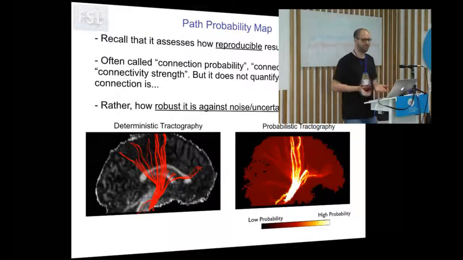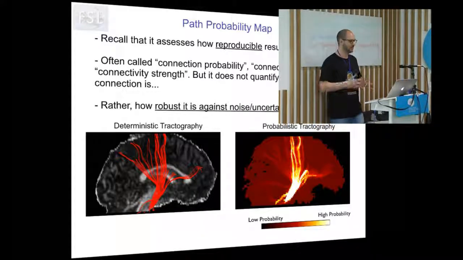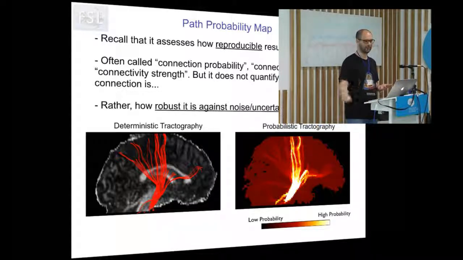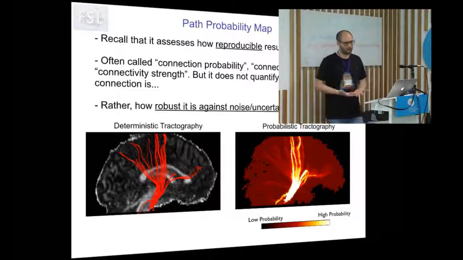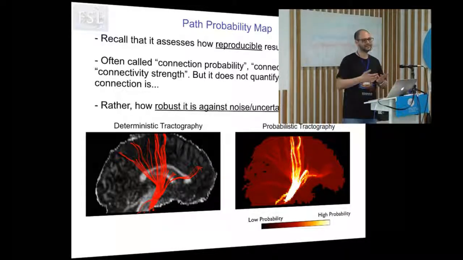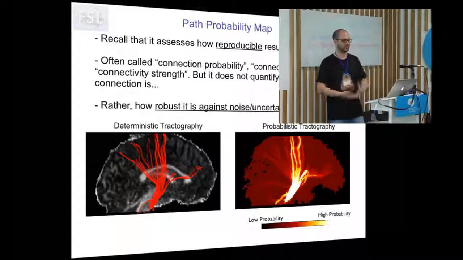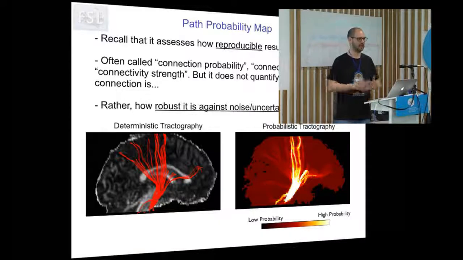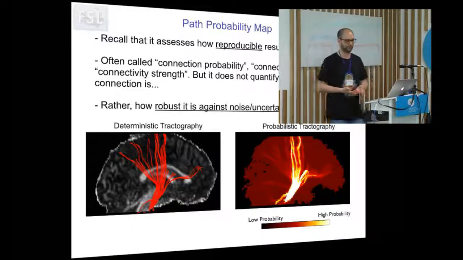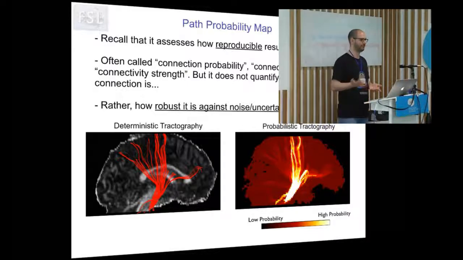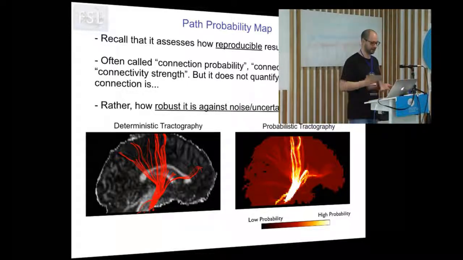So basically this is the way in which we can get our path probability maps. It tells us how reproducible, how sure we are about a structural connectivity between the seed region and the rest of the brain. They're often called in publications connection probability, connection strength index, and so on and so forth, but it doesn't tell you anything about the strength of a connectivity between 2 regions. It just tells you something about how reproducible your results are. So you should be very careful when comparing them in a subject population.